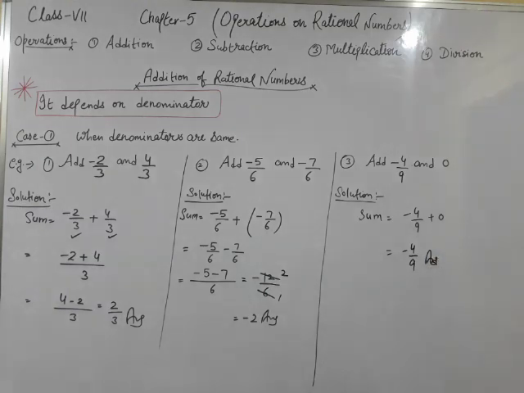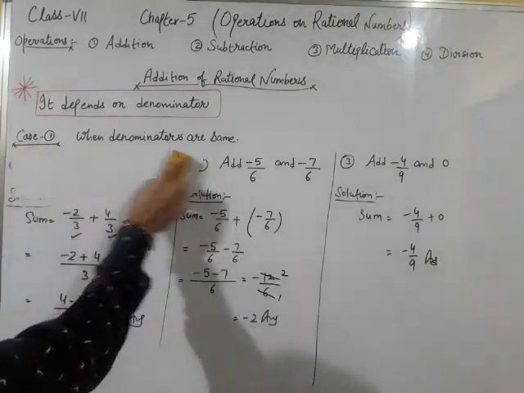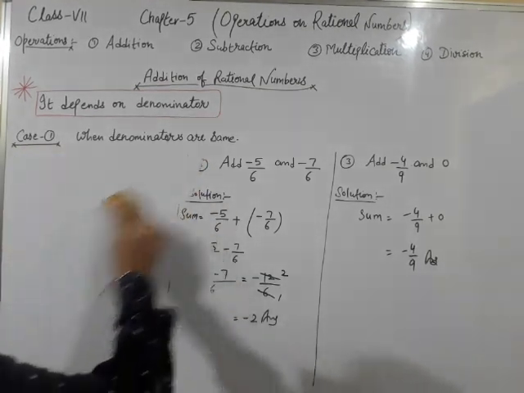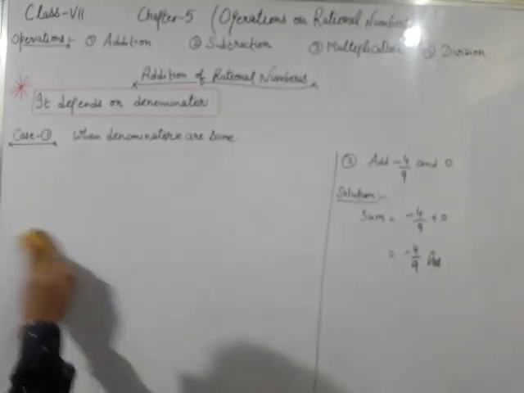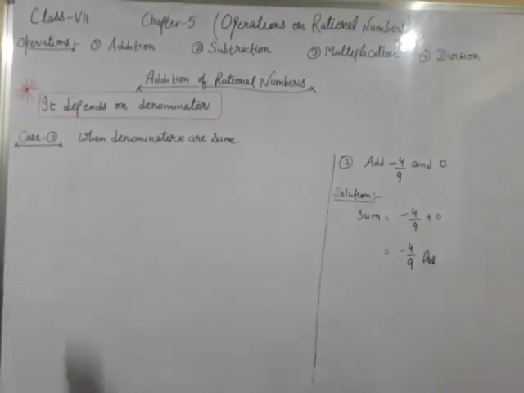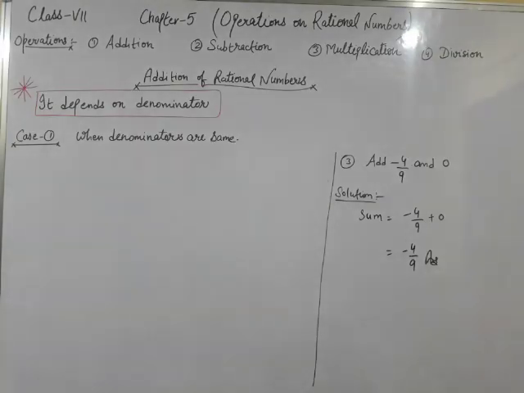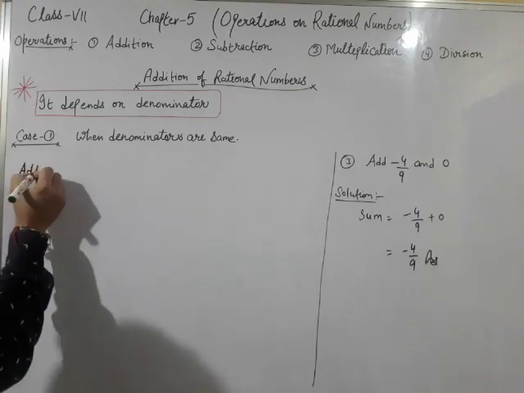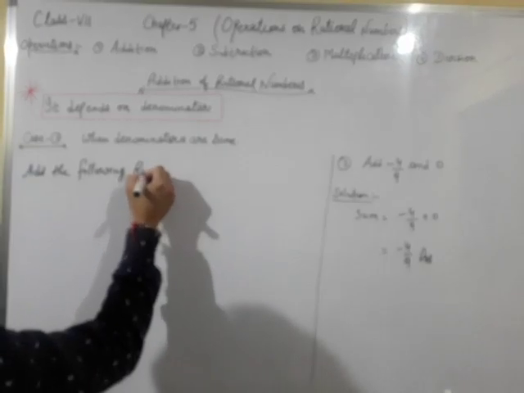So here guys, we have solved 3 examples of addition of rational numbers. I think you can solve a few problems yourself. Now I am going to write a few questions which you need to solve in your homework. So take your pen and your notebook and write down the questions along with me that you have to solve at your home. Add the following rational numbers.